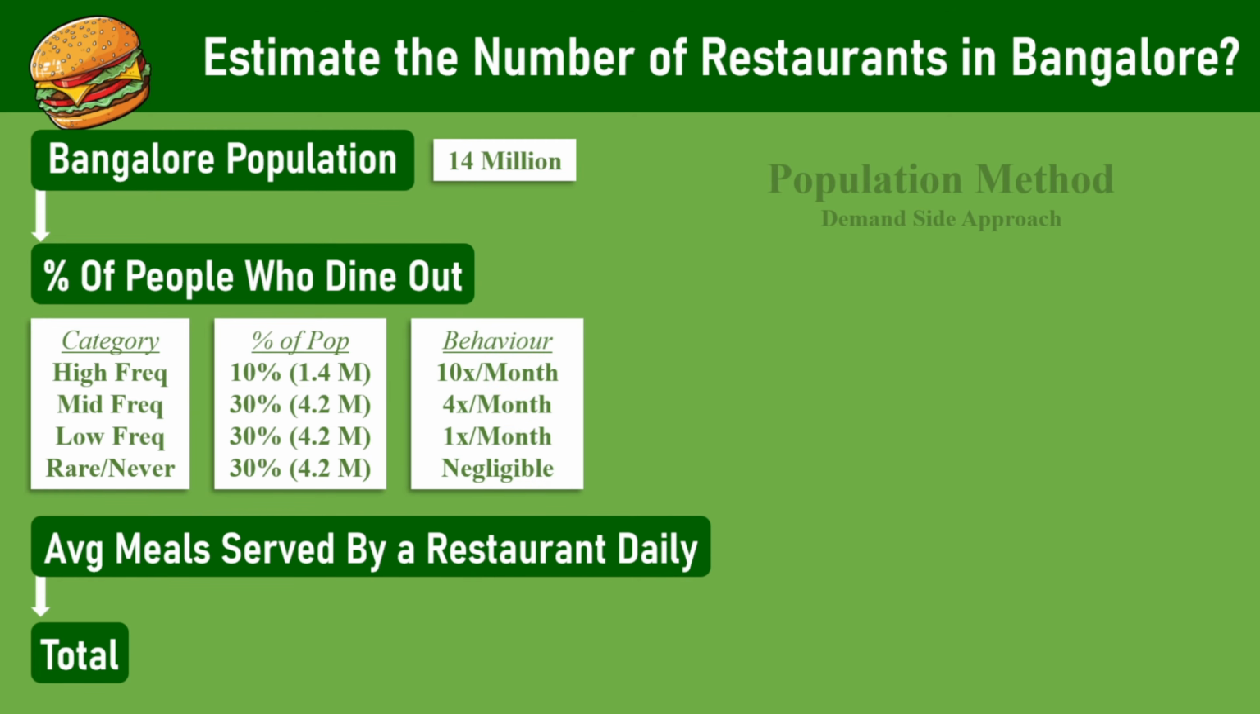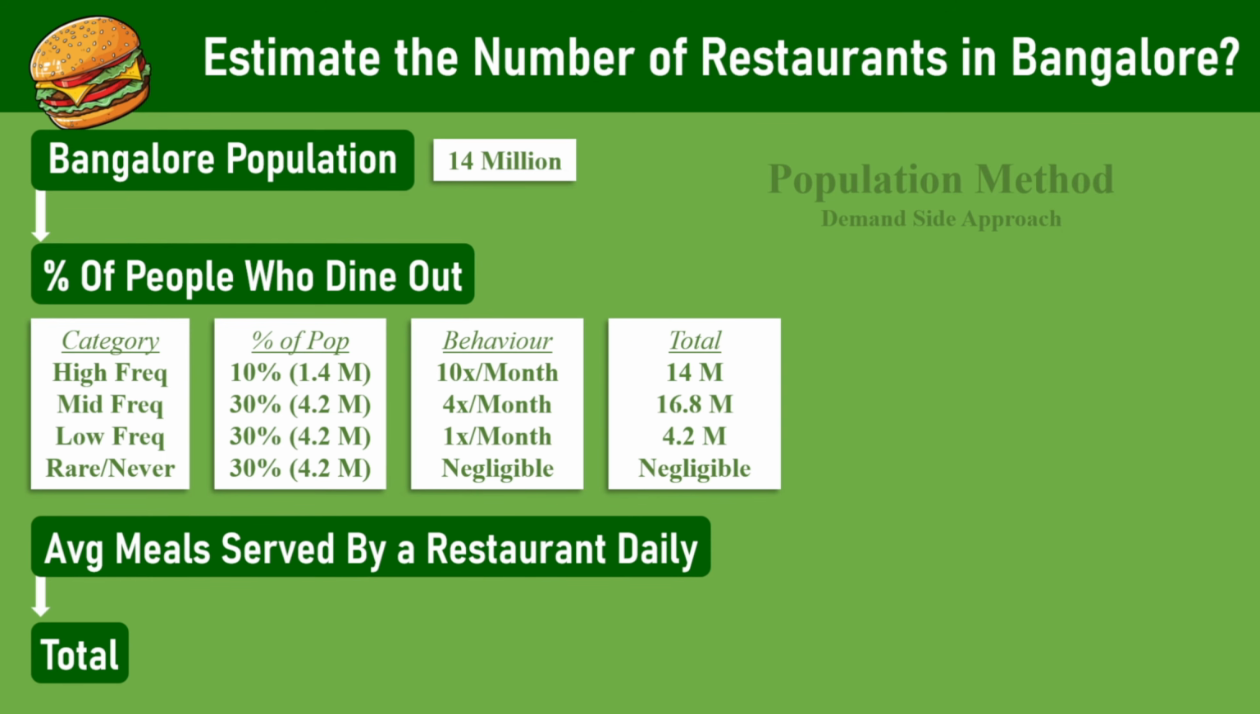Next, we find out how many times in a month does a person in each category dine out. This is also called customer behavior. So we assume high frequency diners dine about 10 times in a month. The mid frequency diners eat in restaurants about 4 times a month, maybe on every Sunday. The people in the lower frequency category may dine out just once a month, maybe on a special occasion or to celebrate a particular event. While the last category hardly dines out, so we have assumed their numbers to be negligible.